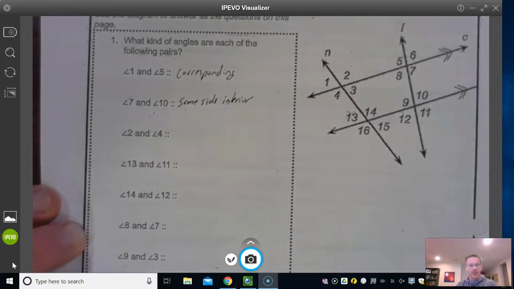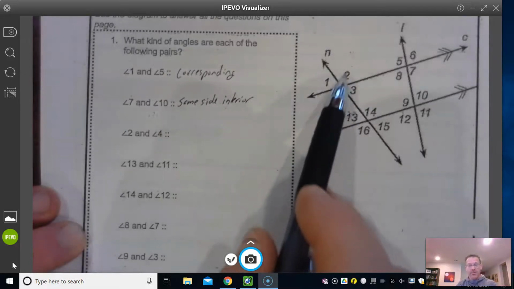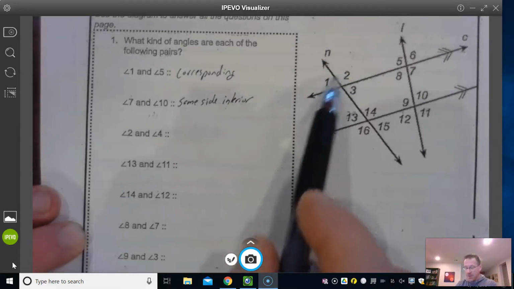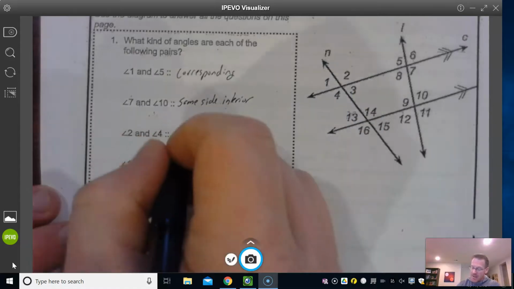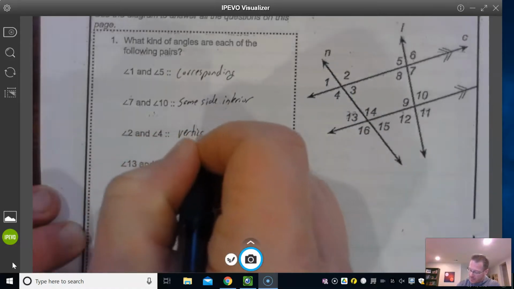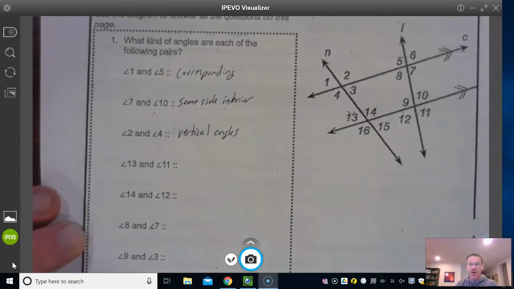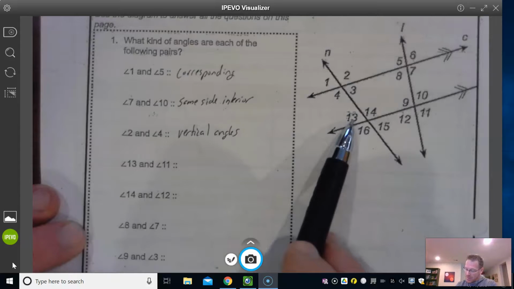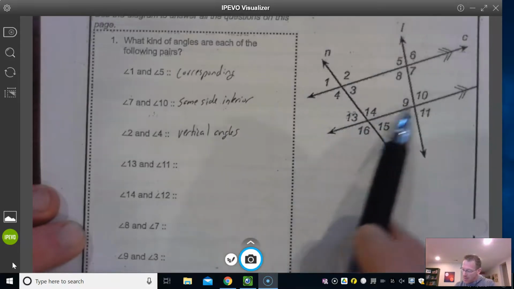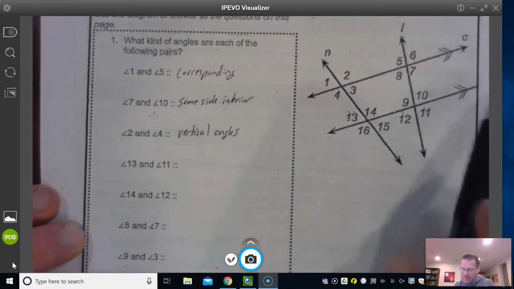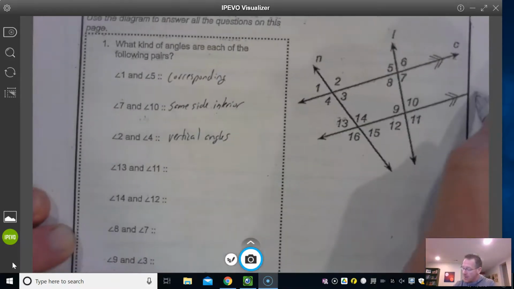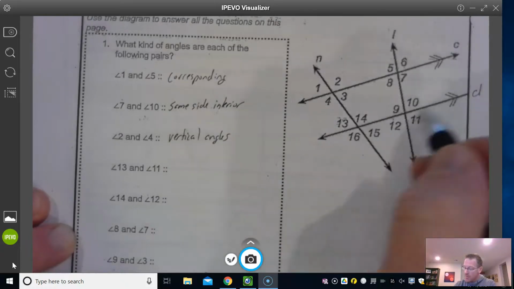Now let's jump to 2 and 4. When I look at 2 and 4, this is a review. They're in the same cluster, and these would be vertical angles. So you can still use some of those angle relationships that we already know. Now let's jump to 13 and 11. Here's 13, here's 11. Maybe this is supposed to be D here, it got cut off. But now this is our transversal.